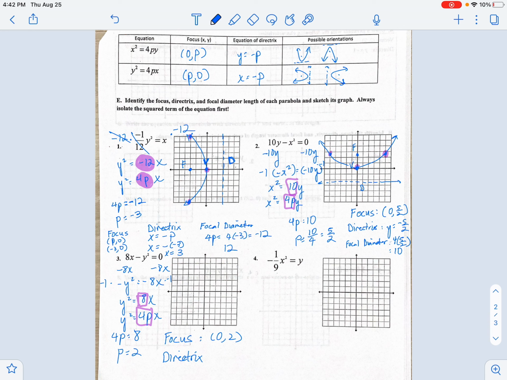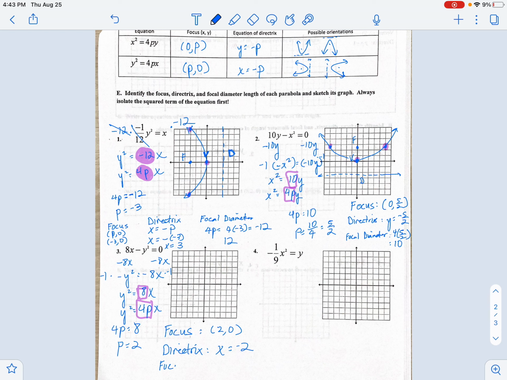Is that right? No, I think I messed up, right? Focus isn't 0, 2. Focus should be 2, 0, because we're using the y squared one, not the x squared one. So I messed up here. Directrix is x equals negative 2. Focal diameter, 4 times 2, which is 8.